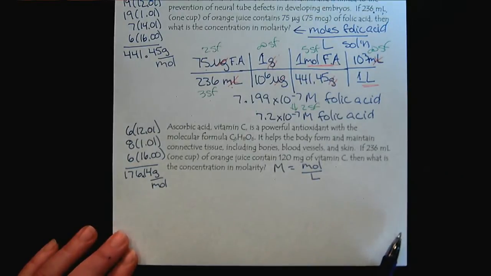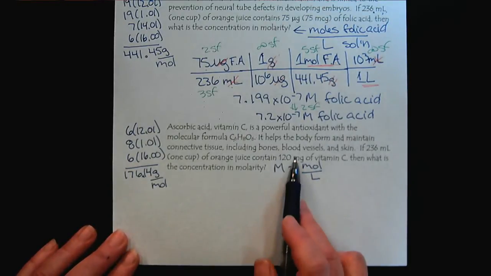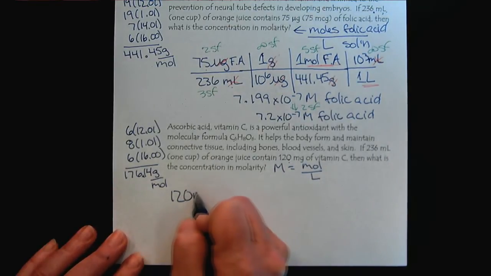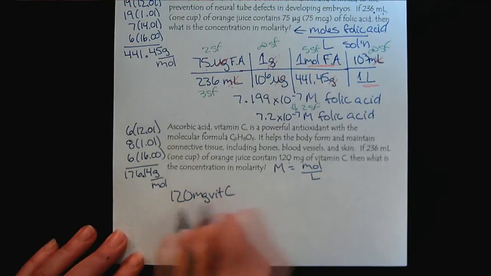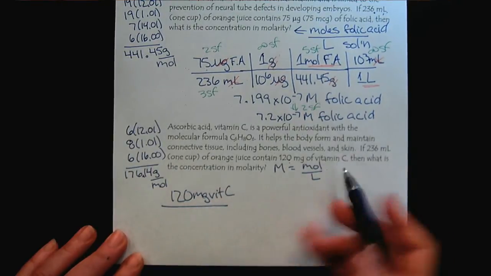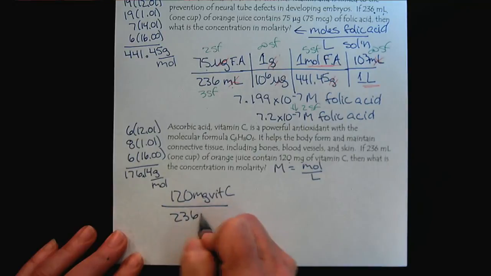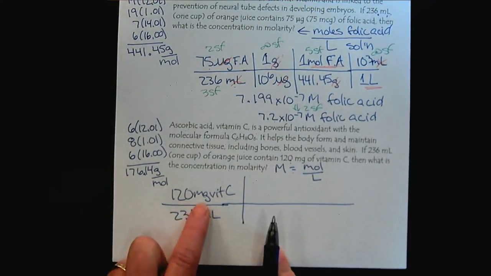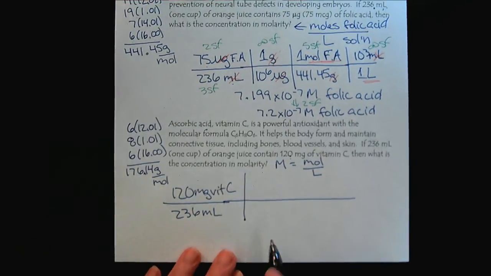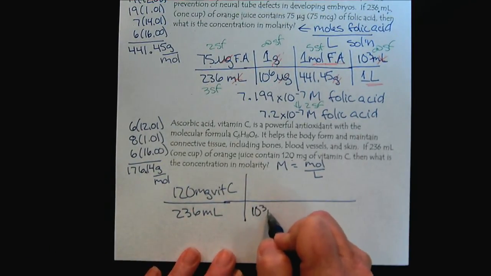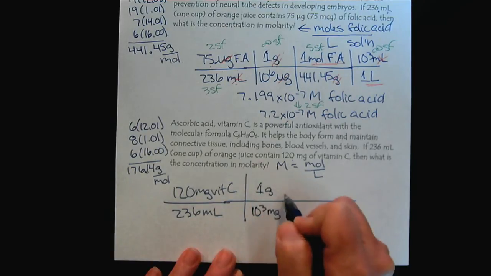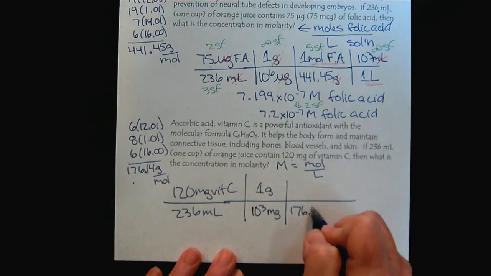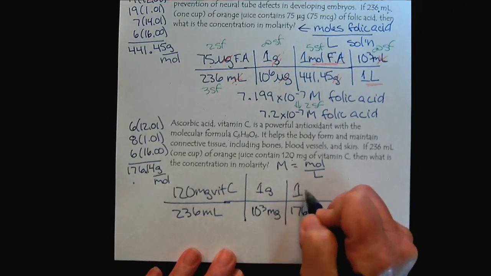Alrighty. So this question is very similar to the previous one. We were given a specific mass of vitamin C, 120 milligrams of vitamin C, and our solution is the orange juice, 236 milliliters. So this time we were given our mass in milligrams, so we'll use the milligram to gram metric conversion, and then we use the molar mass of vitamin C to get to moles of vitamin C.